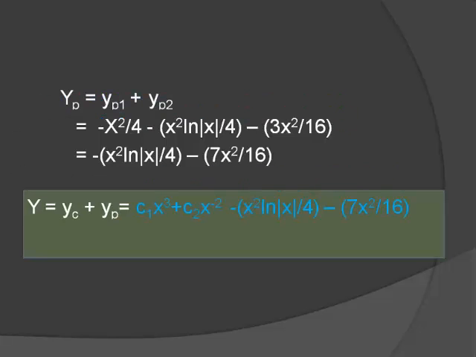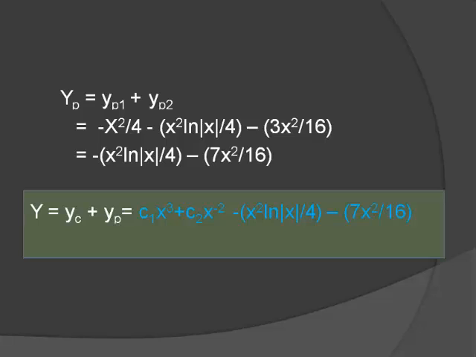So for our final solution, we add the homogeneous part and the non-homogeneous part, which is yc plus yp, so our final answer is y equals c1 x to the power of 3 plus c2 x to the negative 2 minus x squared ln of x over 4 minus 7x squared over 16. So that's it, that's our final answer.